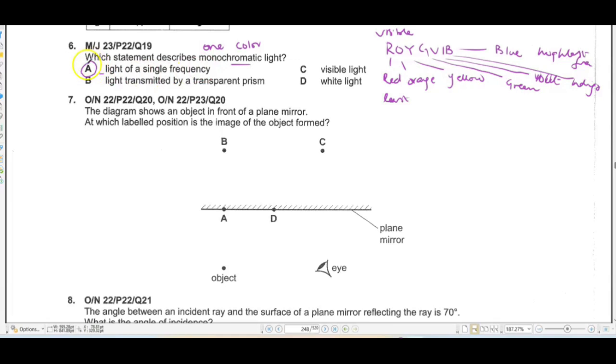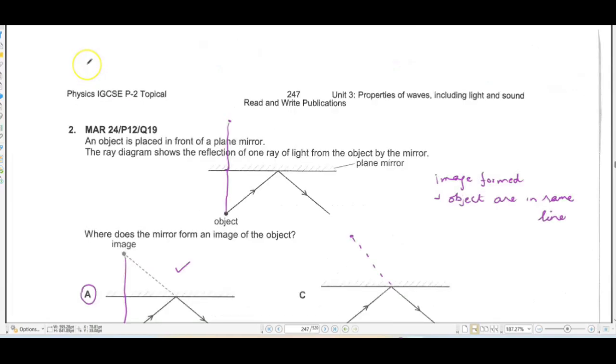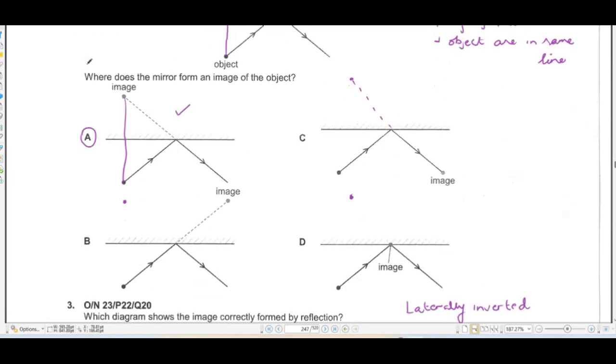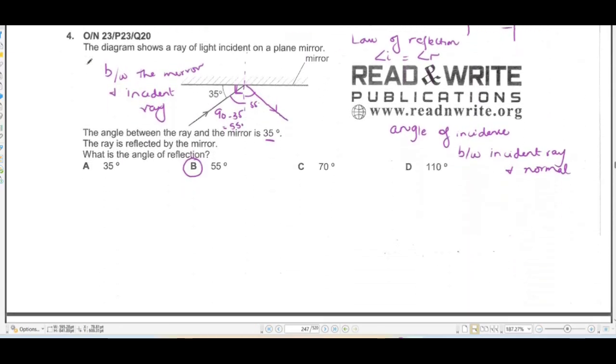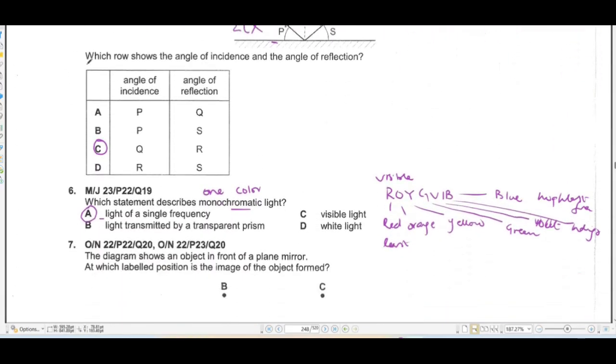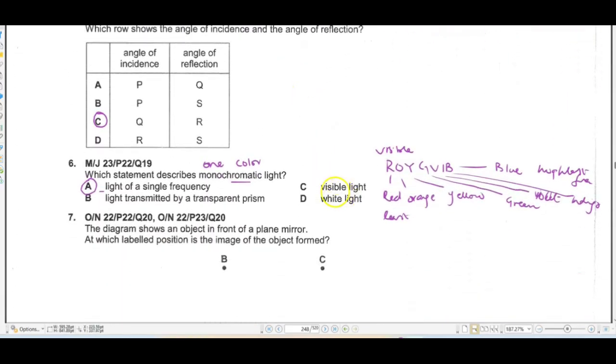So the answer for 6 is A. Okay? Sorry. Visible light is made up of 7 colors, so it can't be monochromatic. White light is also the same as visible light, because white light is the one which contains all the colors, so it also cannot be monochromatic. And light transmitted by a transparent prism is also made up of 7 colors. Okay? So monochromatic is this.